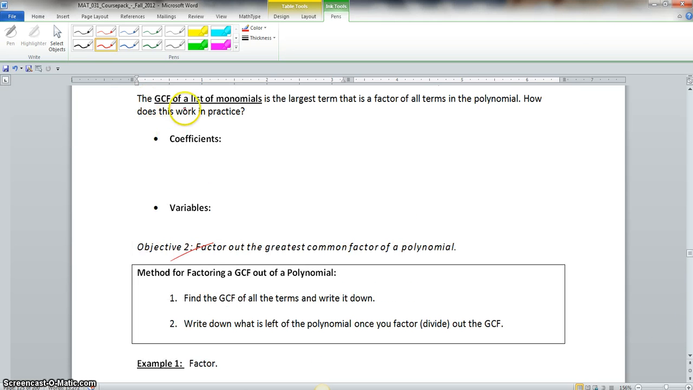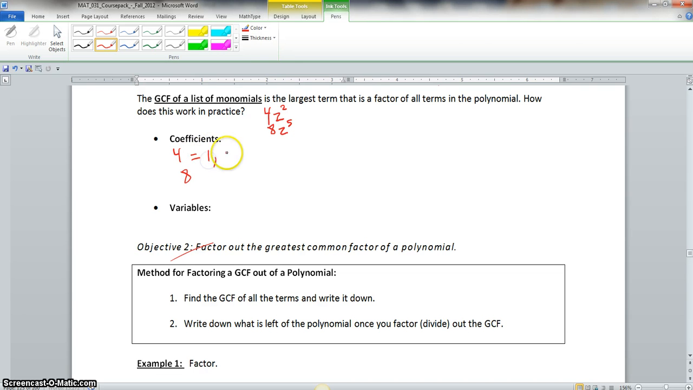Okay, class, it says the GCF of a list of monomials is the largest term that is a factor of all terms in the polynomial. How does this work in practice? What we're going to do is write 4Z squared and also, let's say, 8Z to the fifth power. Now we're going to compare these two terms as our examples here. So we would take 4 and 8.